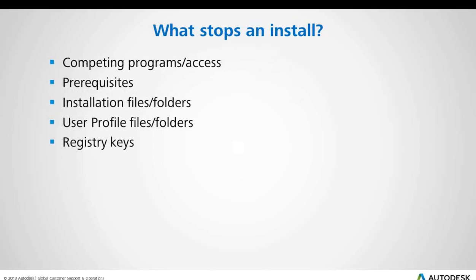But what can stop the install from working? Well, there's a number of things that can do it. We'll dig into these in more detail in later slides, but we'll run through them quickly here. So competing programs or access. Usually this is antivirus or User Account Control, things like that, that can prevent the installer from having the rights, the permissions that it needs to accomplish what it's trying to do.